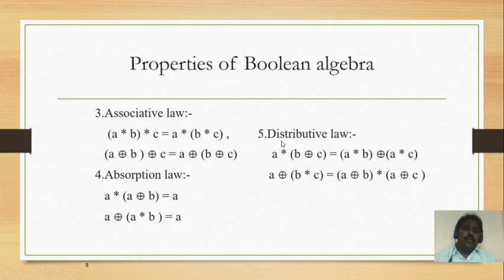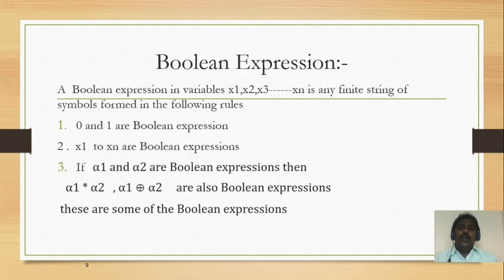A. Already I know about the distributive law: A star (B exclusive C) equal to (A star B) exclusive (A star C). Next, A exclusive (B star C) equal to (A exclusive B) star (A exclusive C). So these are some of the properties of the Boolean algebra. Now, Boolean expression. What is the definition of a Boolean expression?